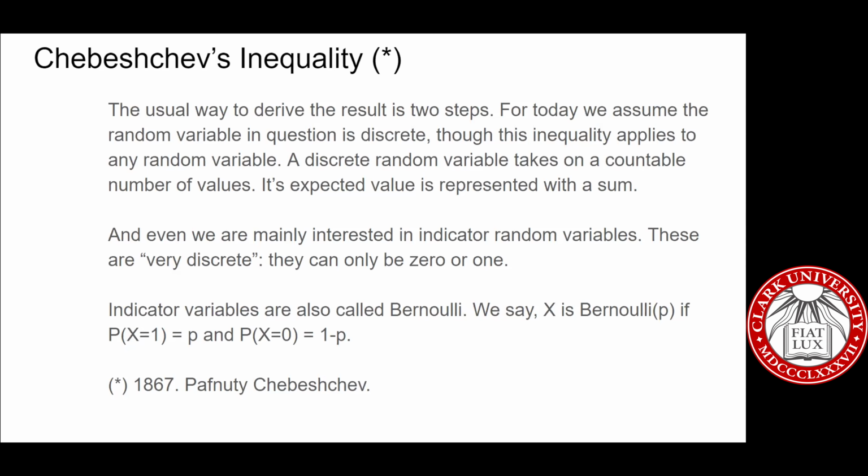Okay, so we say X is a Bernoulli P random variable, if the probability it's 1 is P and the probability it's 0 is 1 minus P. I bet now you know why it's called Bernoulli.